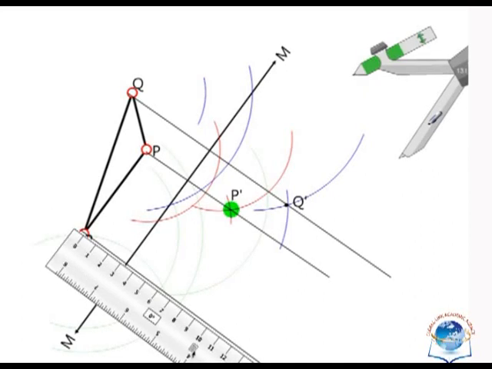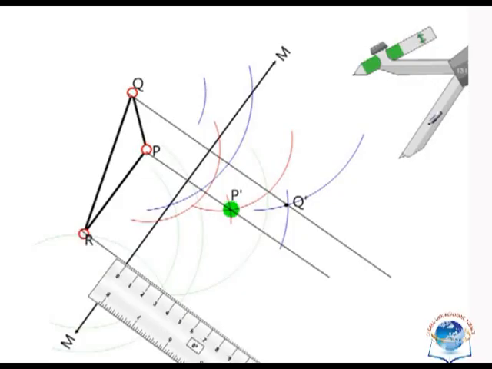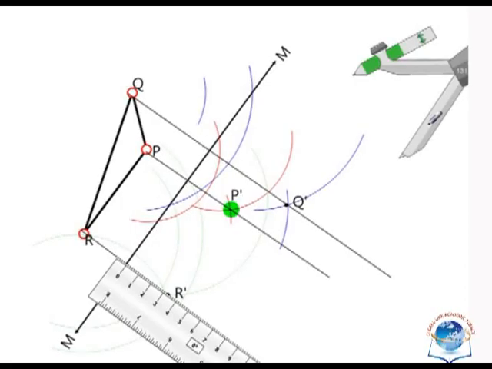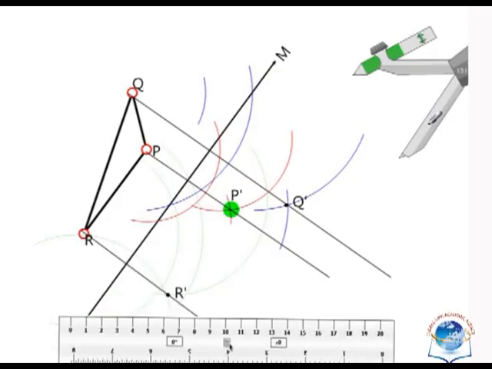Take the measurement from R to the mirror line and measure the same distance on the opposite side. And we have R'. Now the last thing is we complete the image.